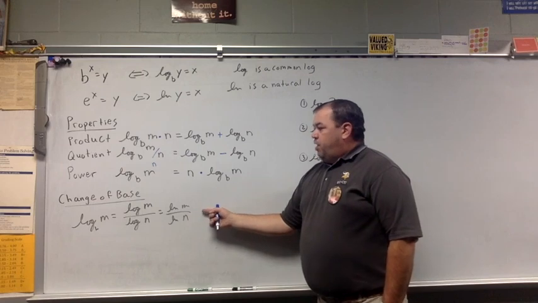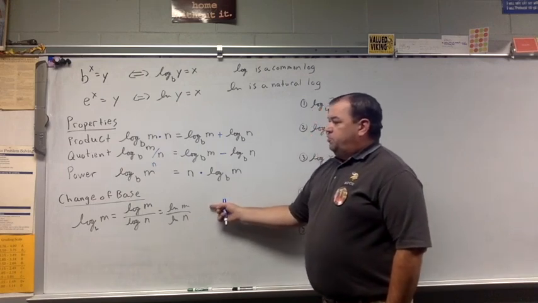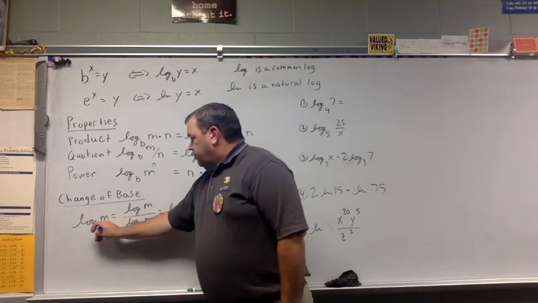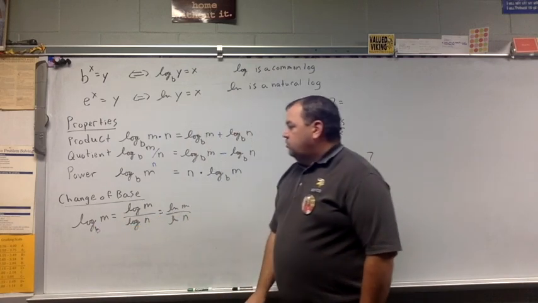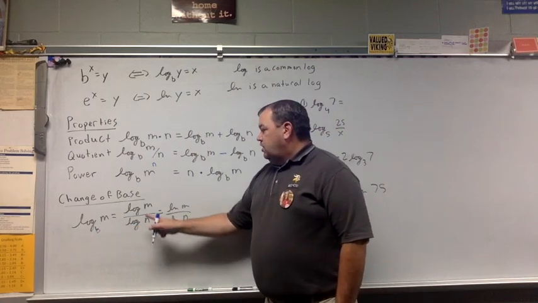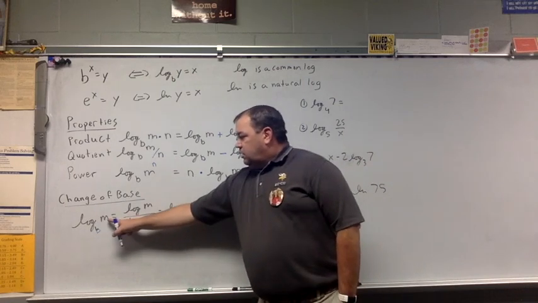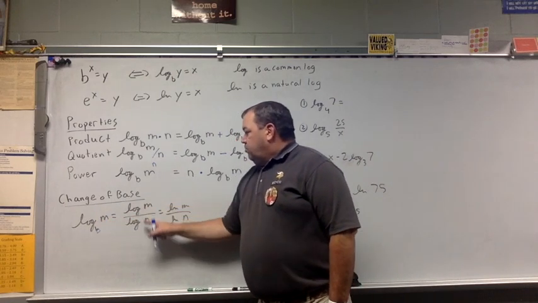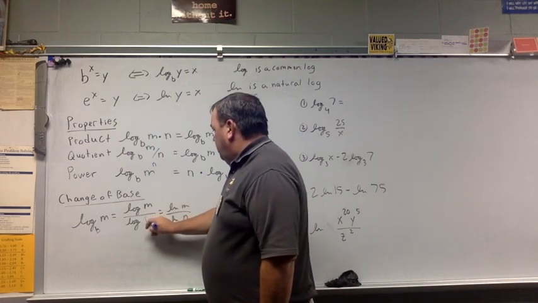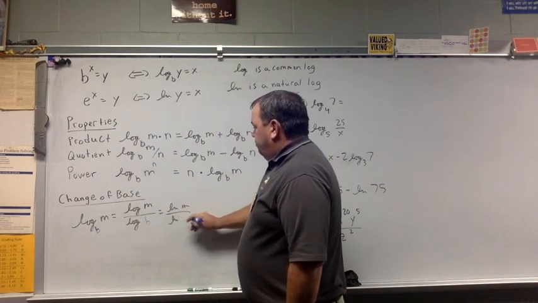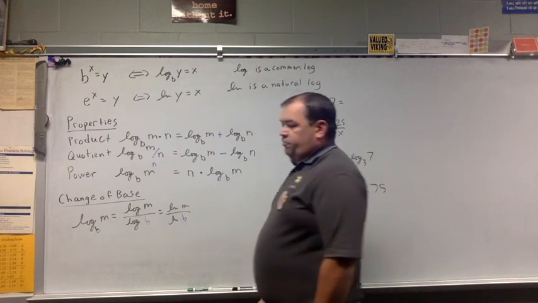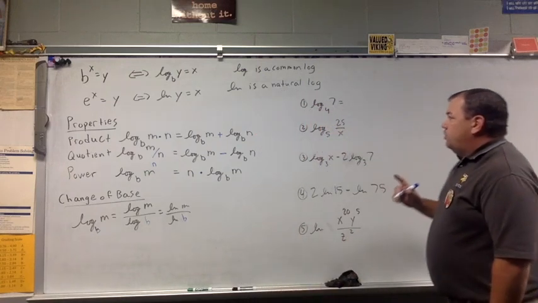The other property or formula we learned is to change the base. So if we have a log with some base that we can't do, we can change it to something we can do, like a common log or a natural log. And we take the log of m over the log of b, or the natural log of m over the natural log of b. So let's do some examples.